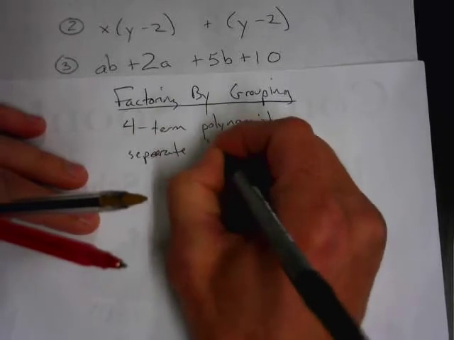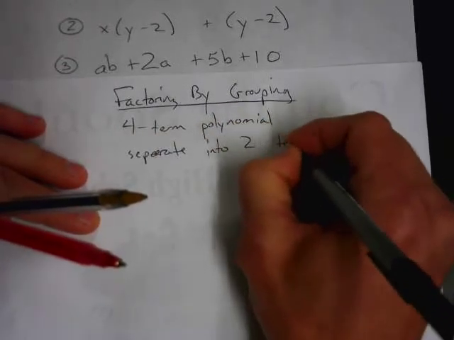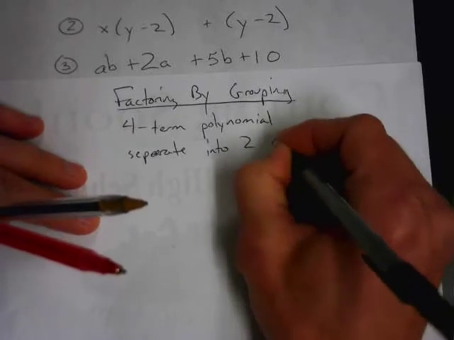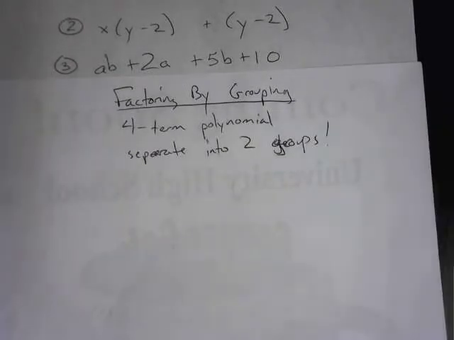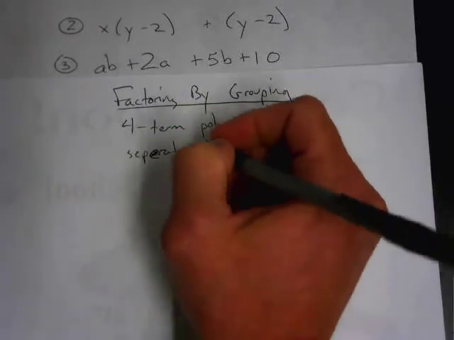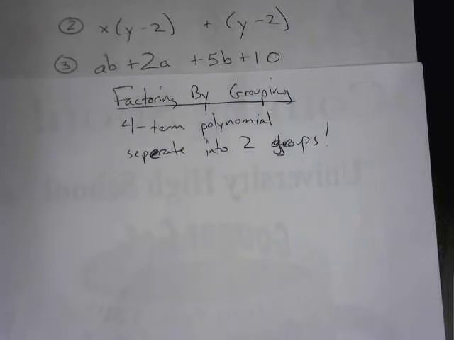Separate into 2 groups of 2 terms each. So if you have a 4-term polynomial, see if you can separate it into 2 groups. It's separate, by the way. I know how to spell, I think. So separate into 2 groups and see what might happen.